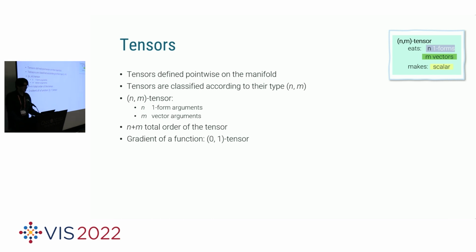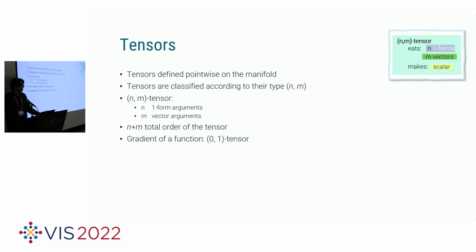So a tensor is again defined pointwise on the manifold, just like the one forms and the vectors. And we can classify them according to the type. There are different types of tensors, and they differ by the number of arguments they take. Tensors can take one forms and vectors as inputs, and they produce a scalar. So these are functions that take n one forms and m vectors and give us one scalar value. And they're very useful because there are many different kinds of tensors that we can use for different purposes in physics.